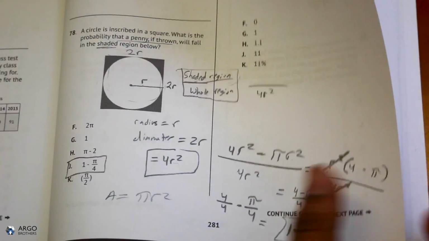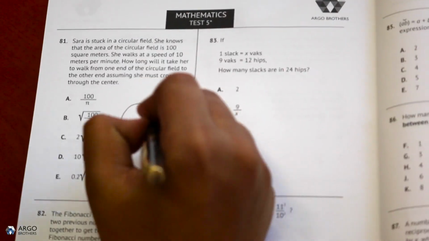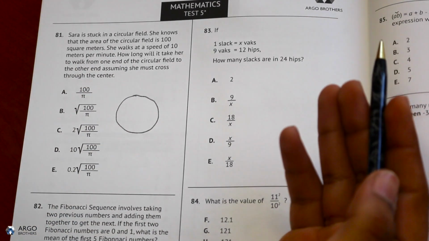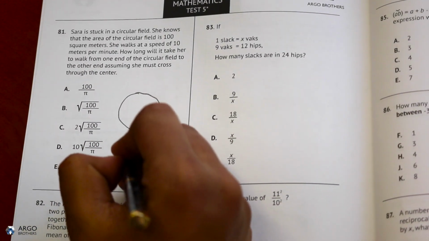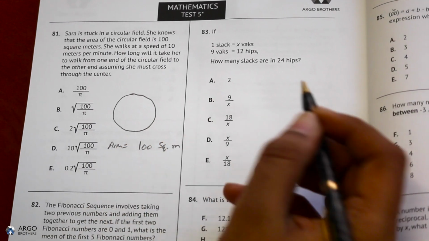Make sure you understand how to do this problem. Now let's go ahead and take a look at another difficult question. So let's take a look at question number 81. Sarah is stuck in a circular field. She knows that the area of the circular field is 100 square meters.